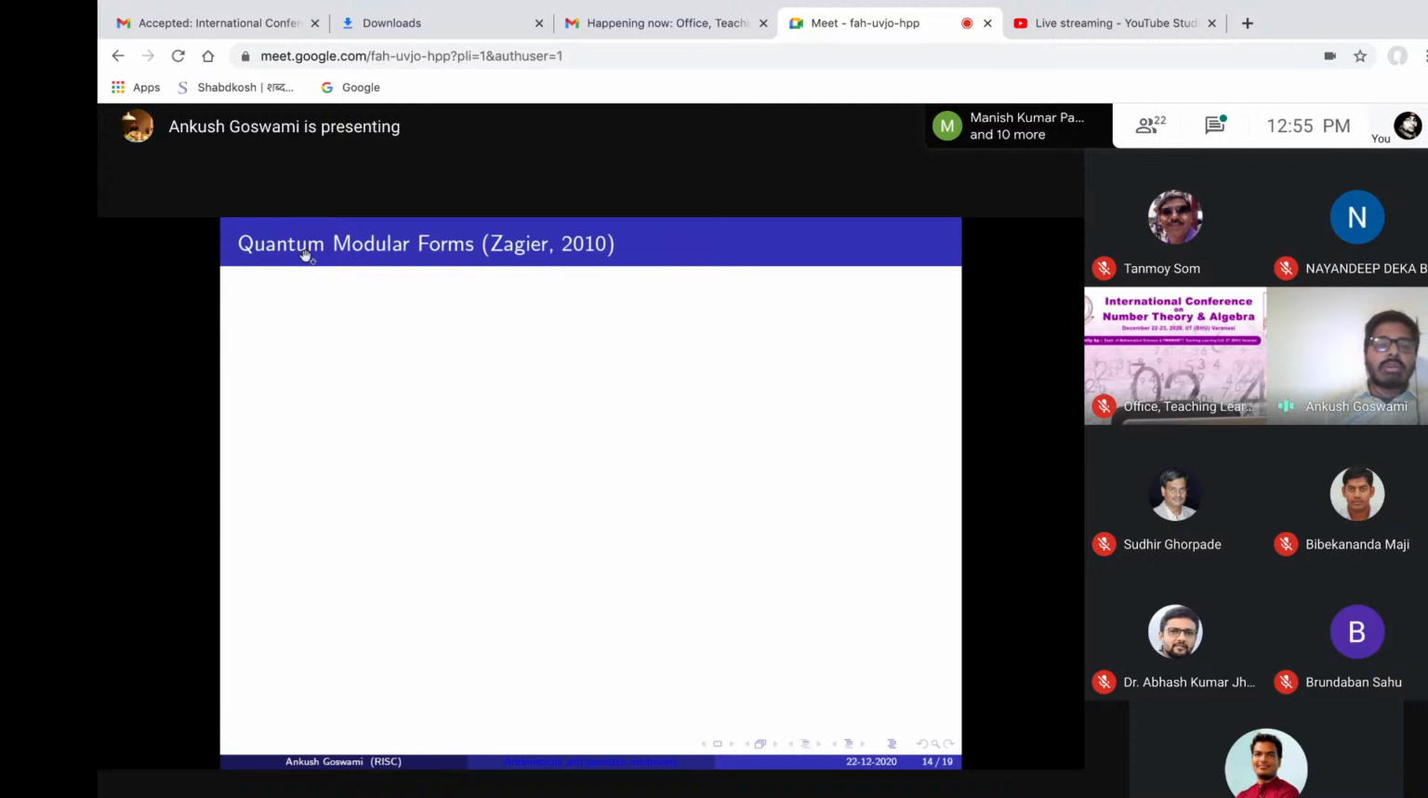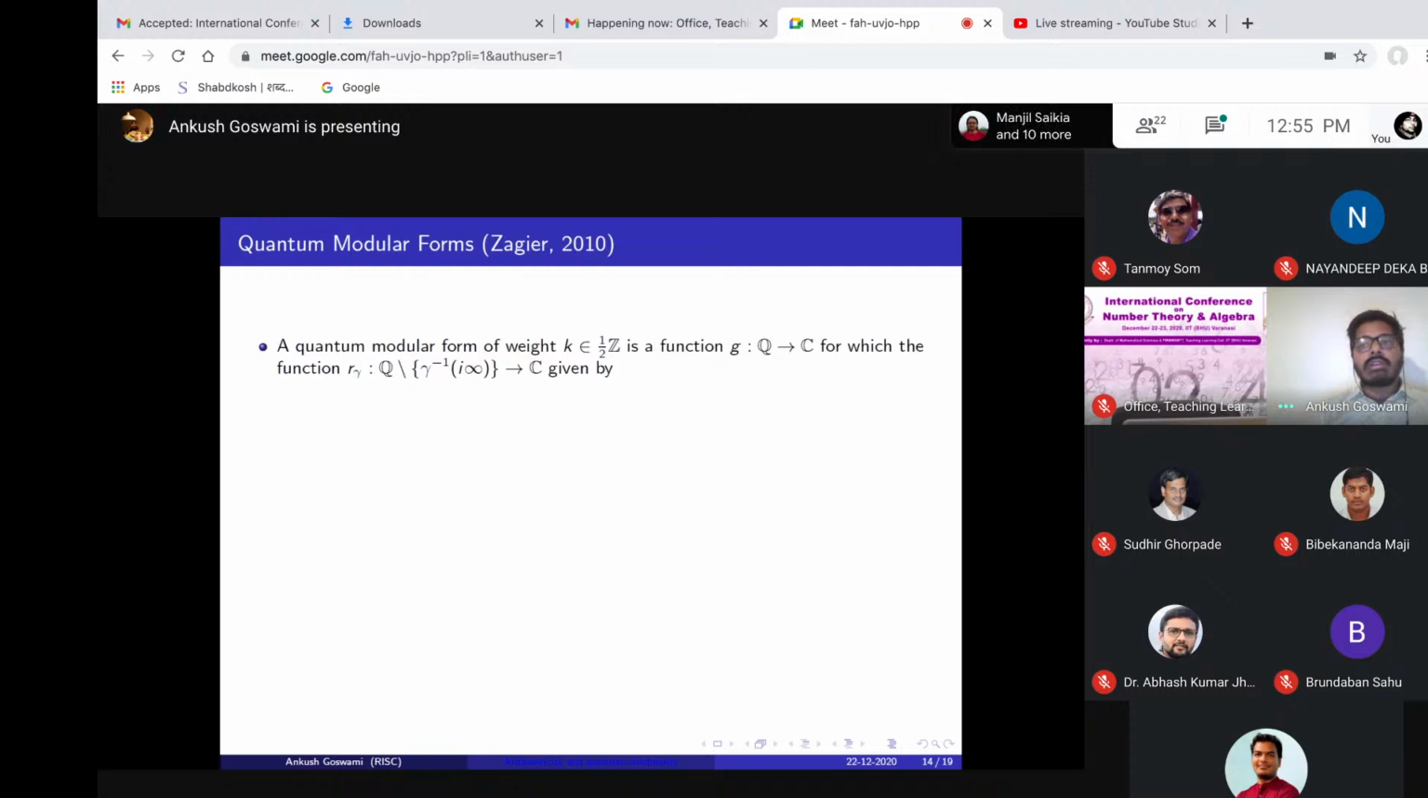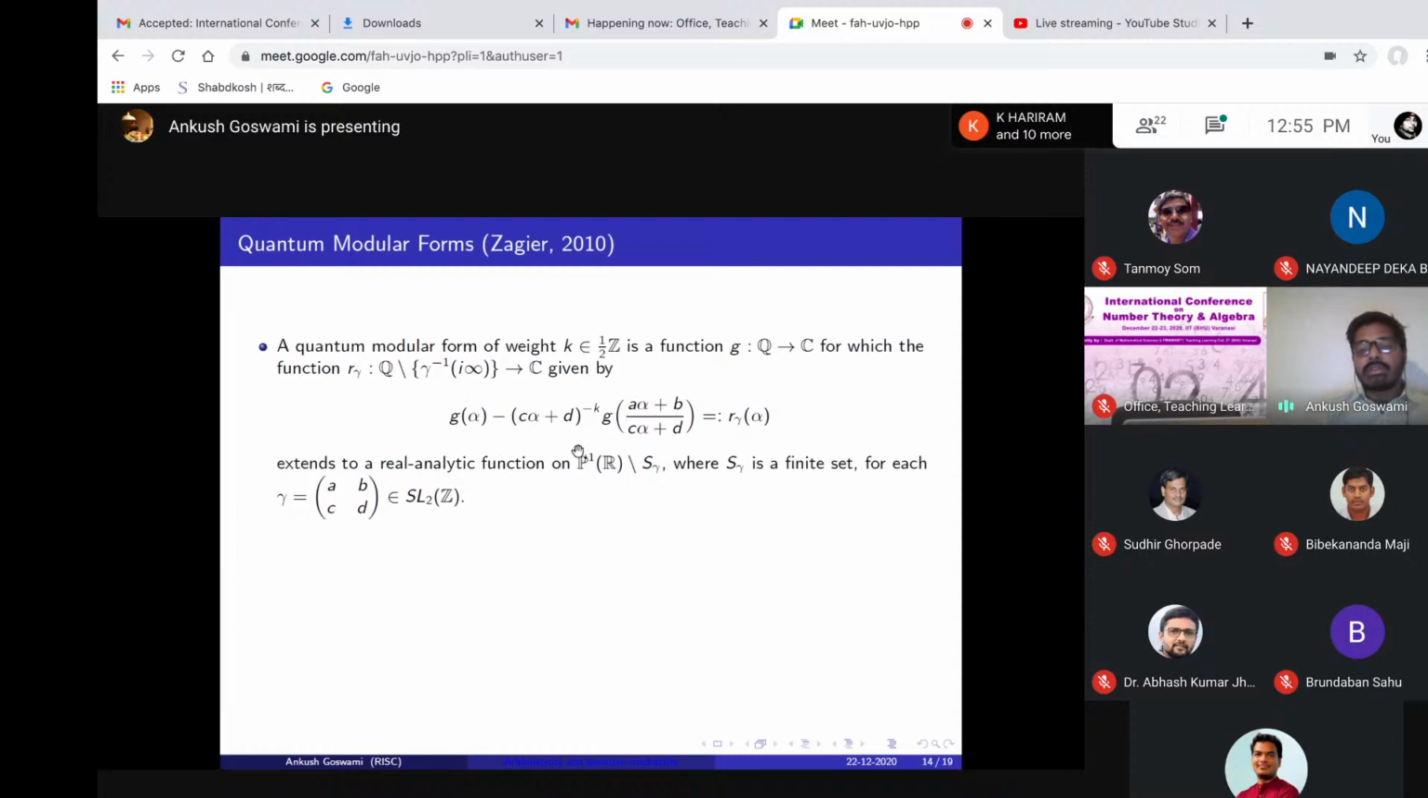Okay, so a quantum modular form of half-integral weight k is a function g from the set of rational numbers Q to the set of complex numbers, for which this function r_gamma, defined from Q minus gamma inverse of infinity to the set of complex numbers, given by this difference, g(alpha) minus (c alpha plus d) to the power of minus k times g of (a alpha plus b) divided by (c alpha plus d). So if g were a modular form, then this difference would have been zero for alpha in the upper half plane. But for a quantum modular form, this difference may not be zero, but rather it should extend as a real analytic function on the projective real line, excluding a finite set of points, for each gamma in SL2(Z). Okay, so this is the definition of a quantum modular form that Zagier gave in 2010.